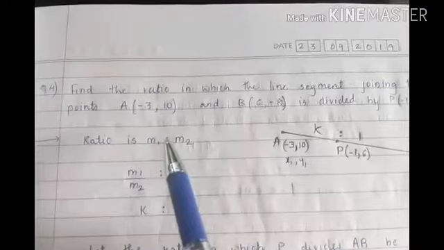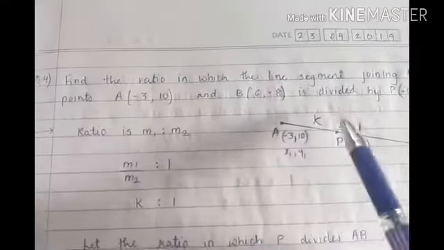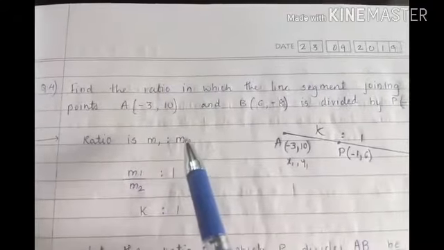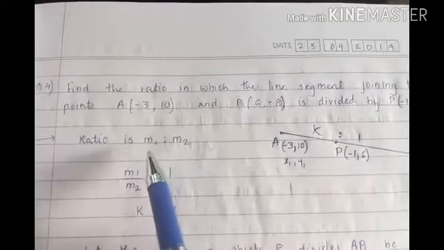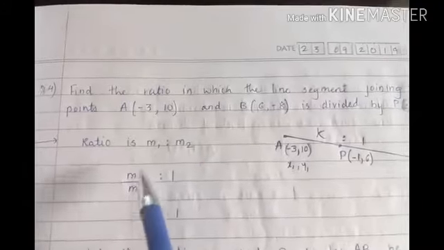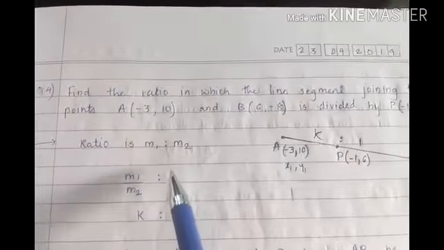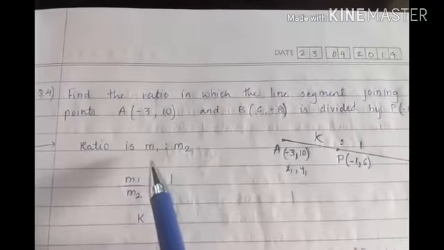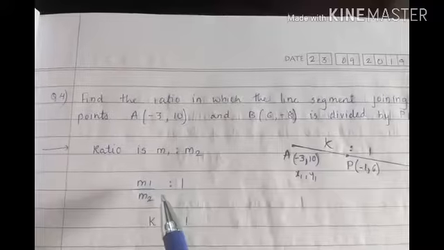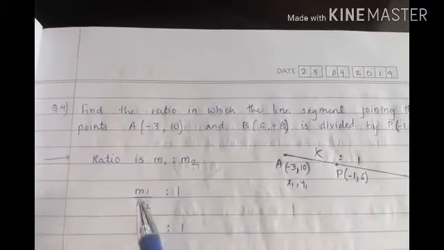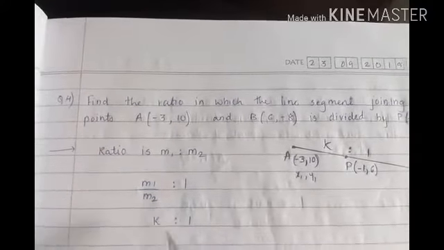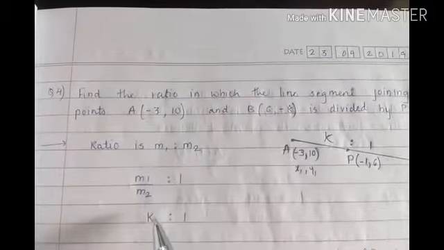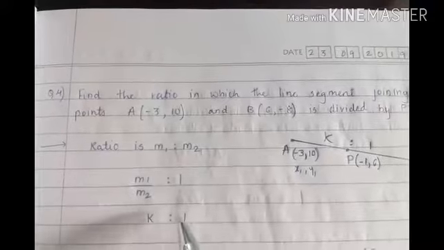Generally, what is the ratio? The ratio is M1 is to M2. If you take M2 on this side, M1 upon M2, what will remain here? 1. So it will become M1 upon M2 is to 1. Let M1 upon M2 be K. If M1 upon M2 is K, then it will become K is to 1.